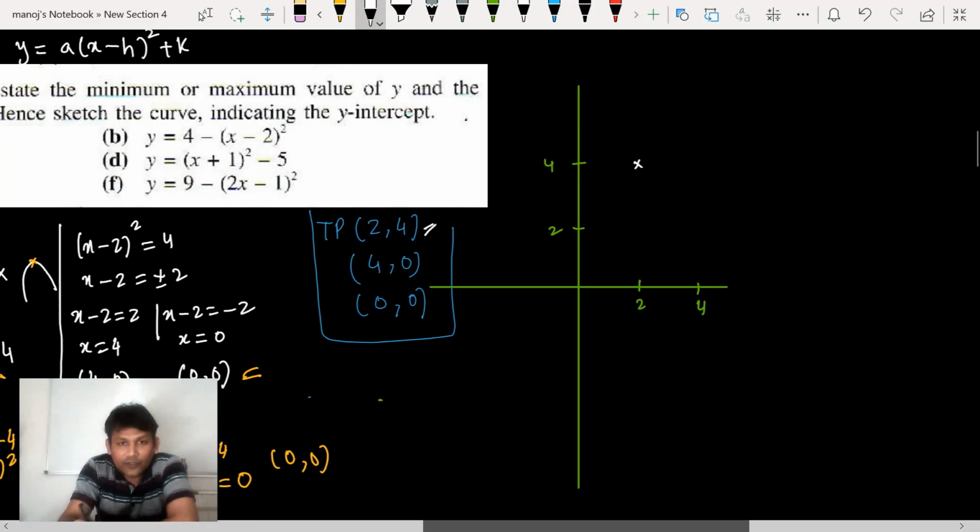Turning point: I told you that whenever we have a turning point, always draw a line of symmetry. That will help you. The quadratic curve is always symmetrical, so that's why it's the turning point. Then we have (4, 0), which is here, and then we have (0, 0), that is here. And when we draw, the sketch will be here. And as the domain is not given, we can extend it. And that's it, we have done it.